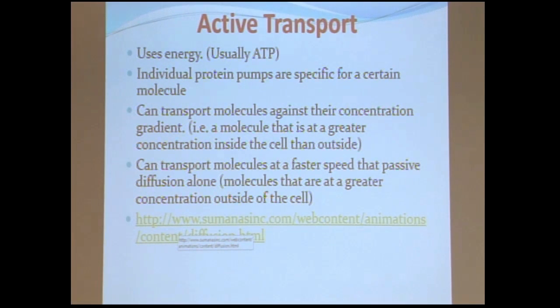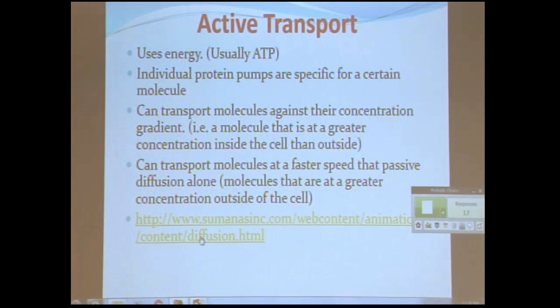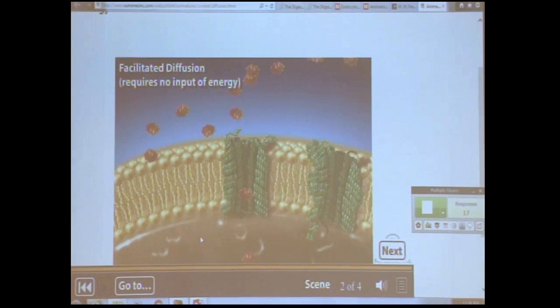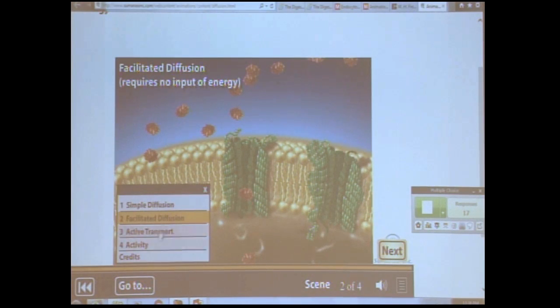But like putting a rock on the top of a hill and letting it go, that doesn't take energy. But putting it up there does. And that's what active transport's doing. So you do need some kind of protein to do this for you. And it can move things from low to high. All right, which is this one?